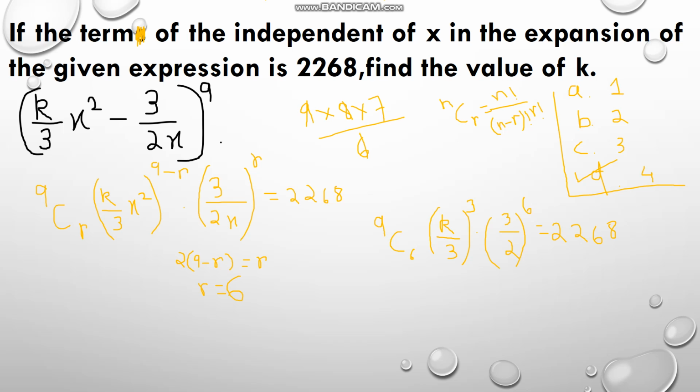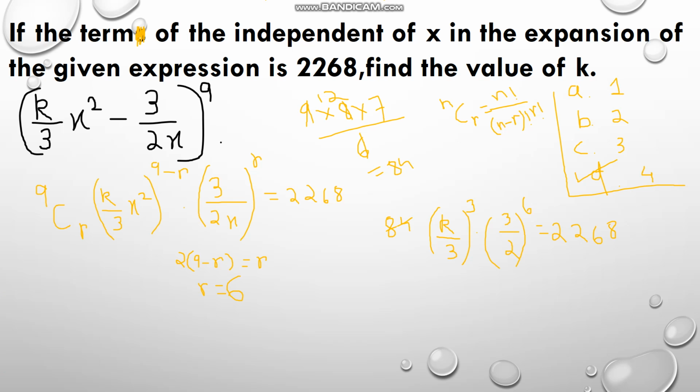Cancelling these, we will get 9 into 8 is 72. Dividing by 6, we will get 12, which is equal to 84. So I am writing 84 there. Now let's cancel that part. I guess something will cancel there. Does 84 cancel with that part? Let's do it step by step.